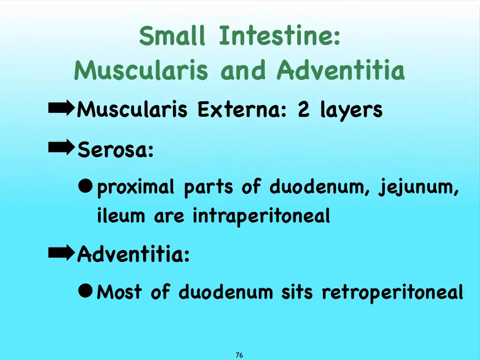Let's wrap up our discussion of the histology of the wall of the small intestine. The muscularis externa, as I've explained before already, is made up of your typical circular smooth muscle layer and longitudinal smooth muscle layer. We find that the peritoneal serosa covers a good portion of the small intestine, but a good portion of the duodenum, on the other hand, sits retroperitoneally and is not going to be covered completely by the peritoneum.